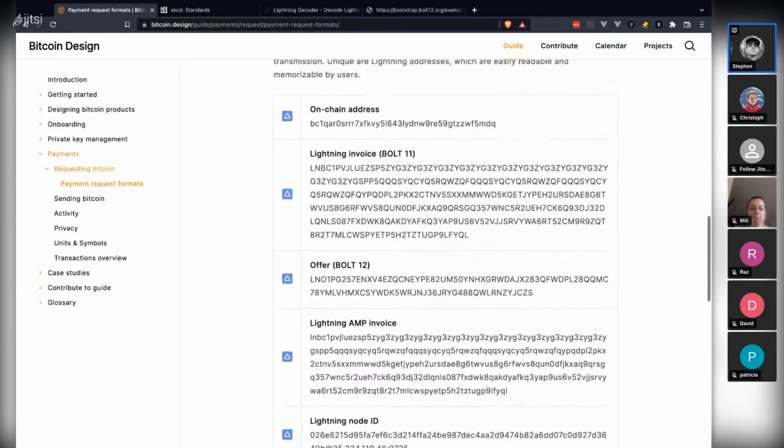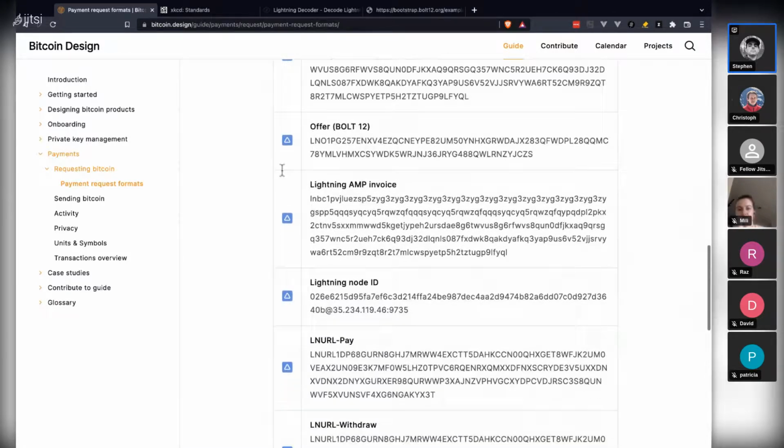Do you want to go through some of the other ones, Christoph? Yeah, sure. So Lightning AMP invoice, it's just a different type of invoice that's a little bit smarter in terms of the way it does routing. It can split payments across multiple routes instead of using just the one, which can be a little bit cheaper and faster, I guess, especially for big payments.